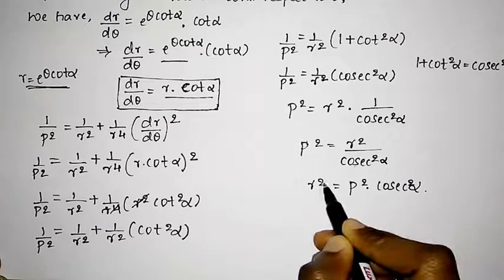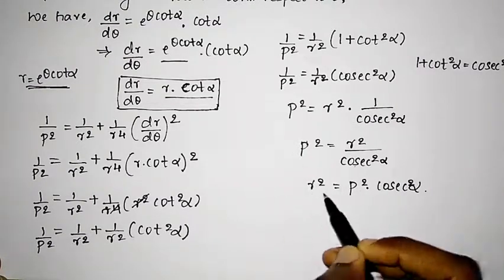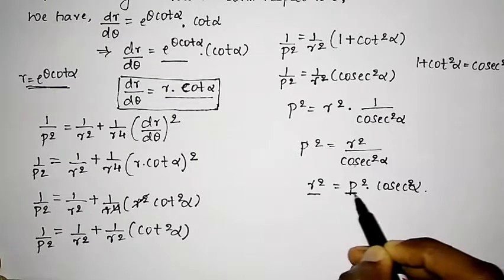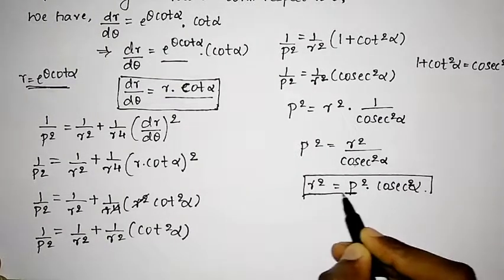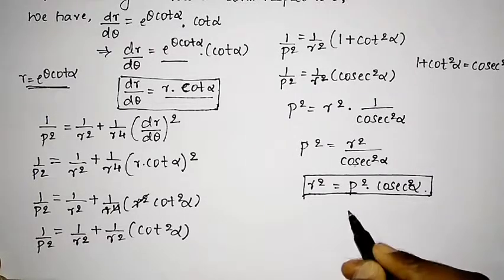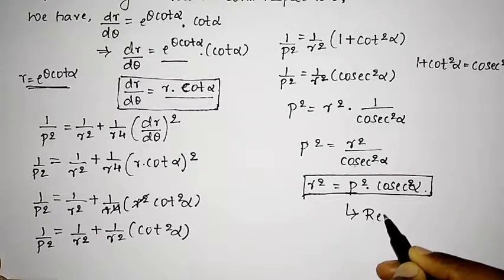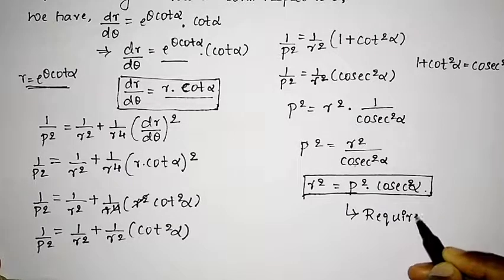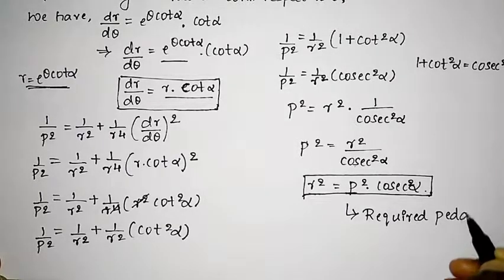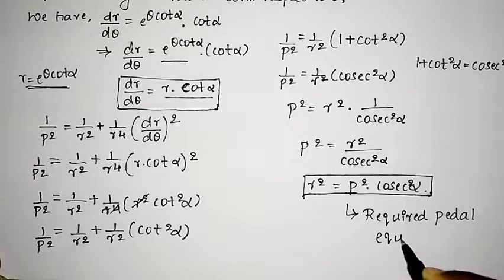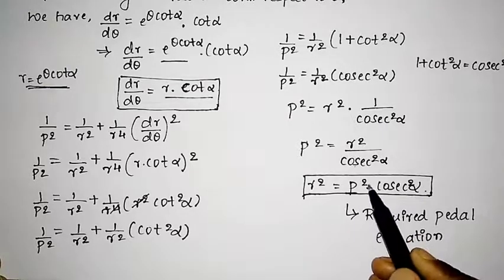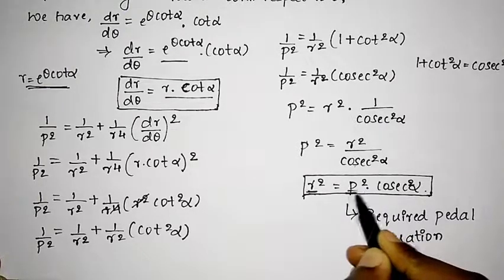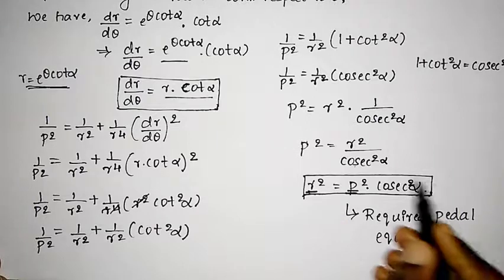Now we can observe that we have reduced the given equation in the form of p and r. So we have reduced it to the pedal equation. This is the required pedal equation. From the given equation we have eliminated theta and reduced the equation in the form of p and r. Therefore this is the required pedal equation.